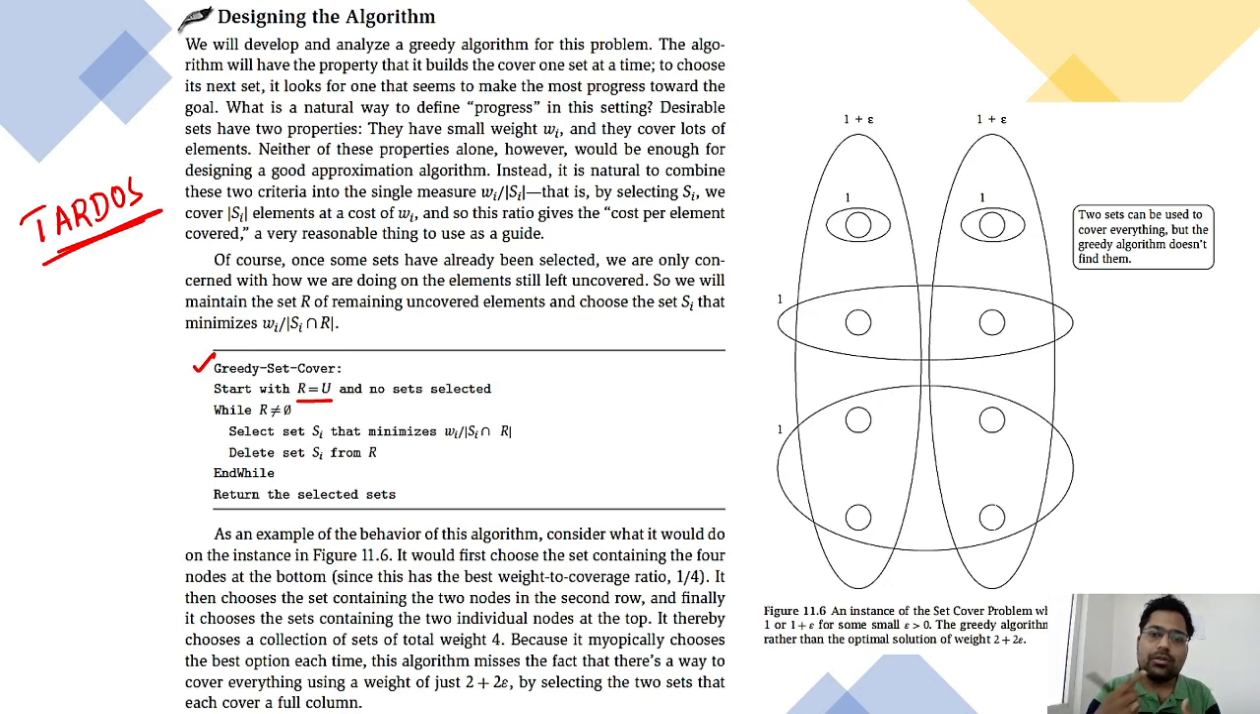Why? Because we will be doing the operations in R. Initially, no sets are selected, and we will just initialize the R value. Next, we will run a while loop. As we have already done with that one, we have to focus on the number of elements. We run it until R has no elements left.